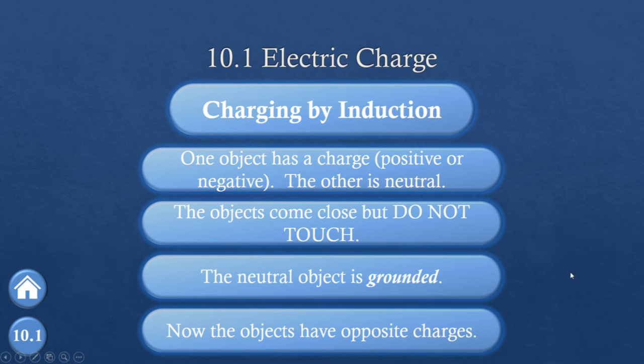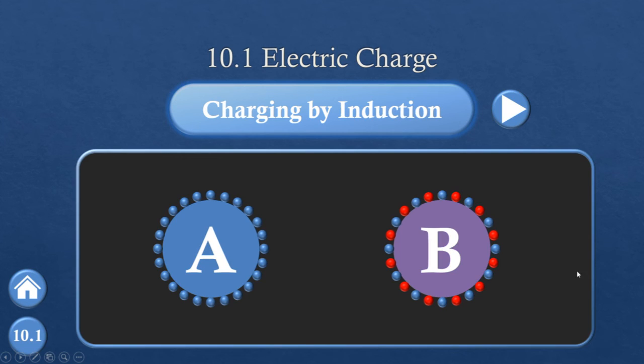So I know that's pretty complicated to just talk about it and understand what it means. So let's look at an animation. Once again, object A has a negative charge. It has all these electrons built up on its surface. Object B is neutral, and this time I'm showing you the positive and the negative charges that are spread out on the surface. We're going to bring them close together.